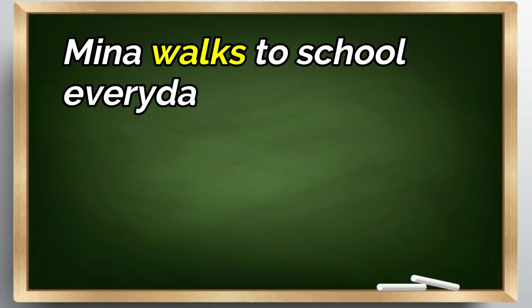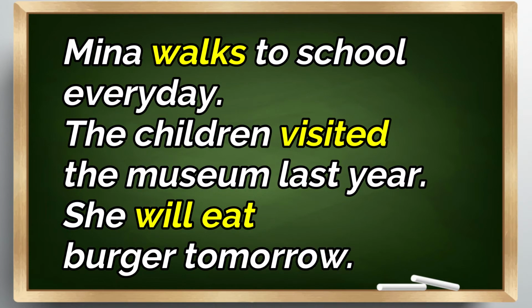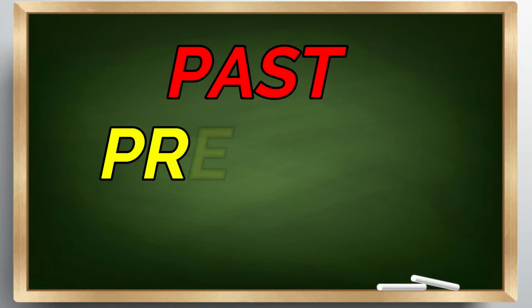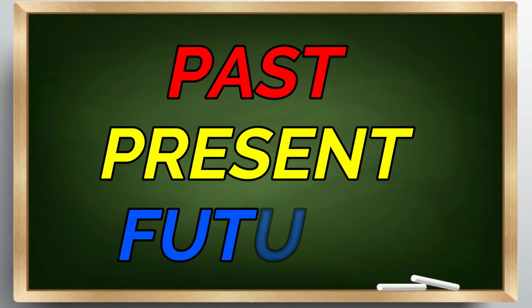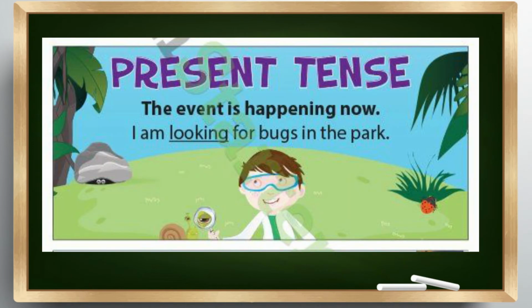As you can see, there are highlighted words in each sentence. We have the walk, the visited, and eat. These words are what we call the verb. A verb tells an action and or a state of being. It describes an action that happened in the past, present, and will happen in the future. There are three simple tenses of the verbs. We have the past tense, the present tense, and the future tense.